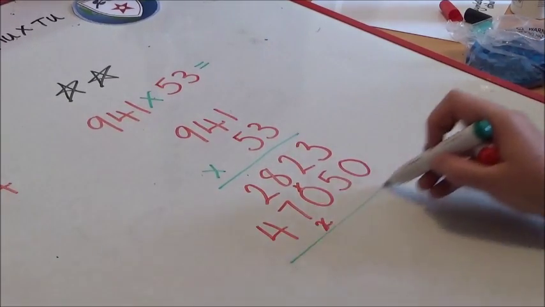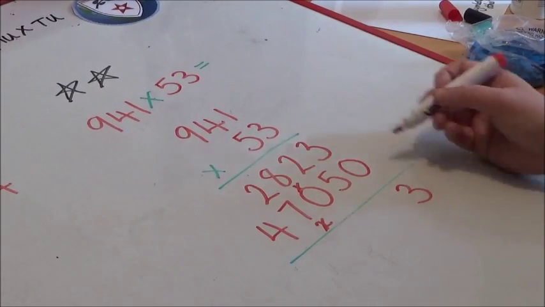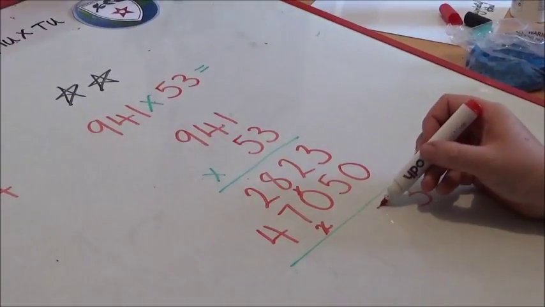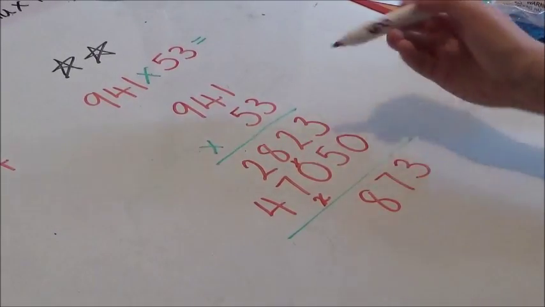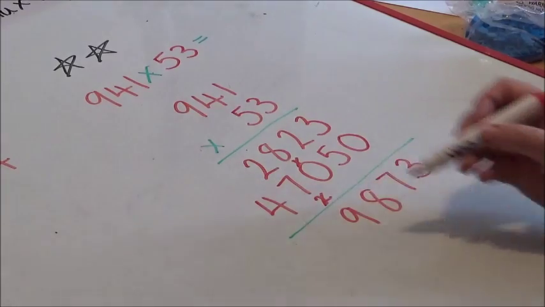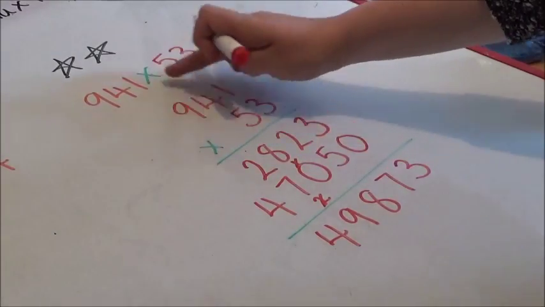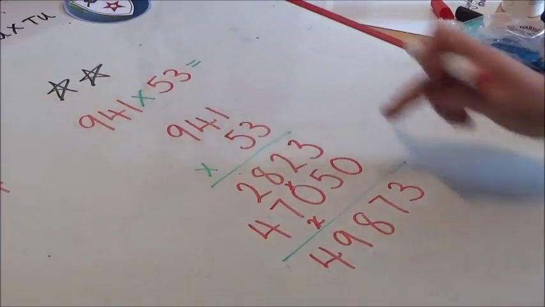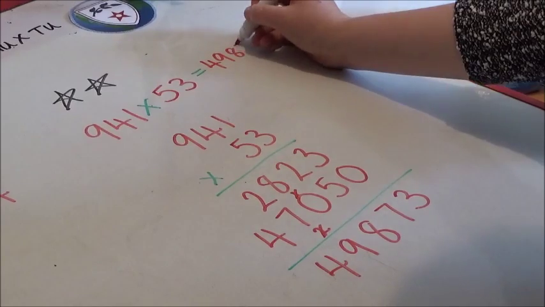Now I'm going to add these up. 3 add 0 is 3, 5 add 2 is 7, 8 hundreds add no hundreds is 8, 7 thousands and 2 thousands is 9 thousands, and 4 tens of thousands on their own. So 941 times 53 is the same as 49,873.